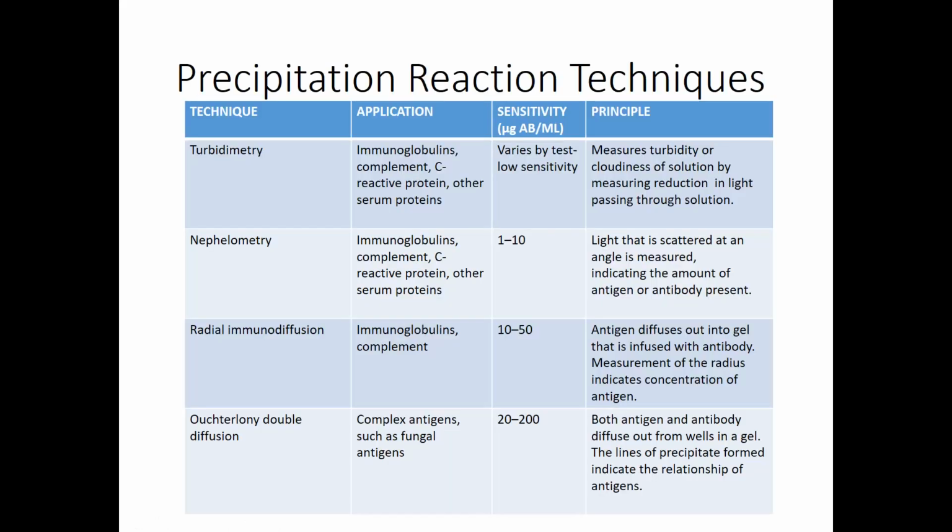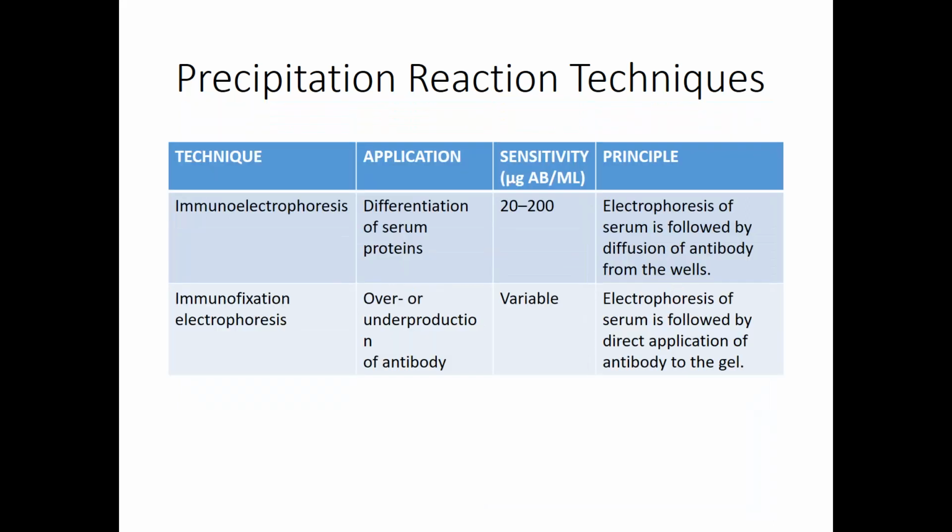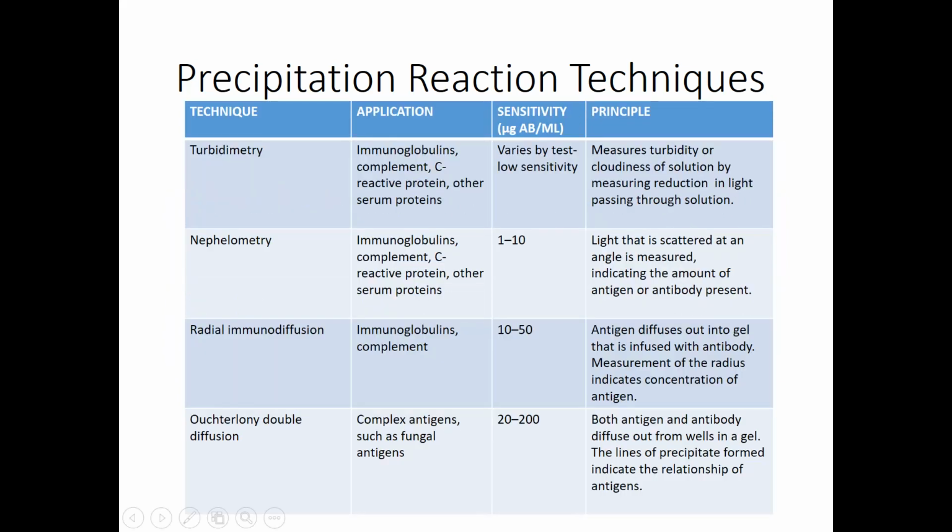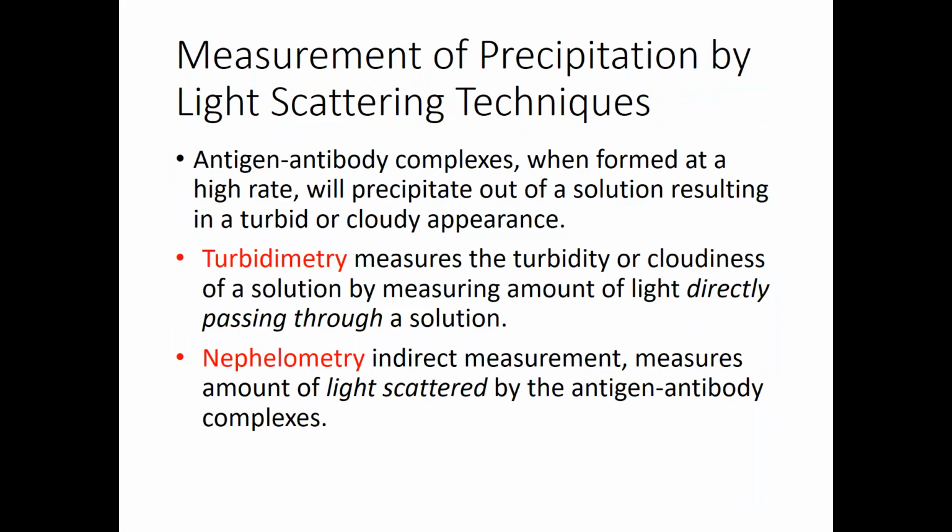And we were moving into specific laboratory techniques to measure antibody-antigen binding and the formation of antigen-antibody complexes. There are a number of precipitation reactions we're going to be looking at: turbidimetric, nephelometric, radial immunodiffusion, Ouchterlony double diffusion, immunoelectrophoresis, and immunofixation electrophoresis. This table is a nice, really quick overview of what we're doing. And if you look here, it tells us the principle of each test. So that's a helpful thing for you to look at.